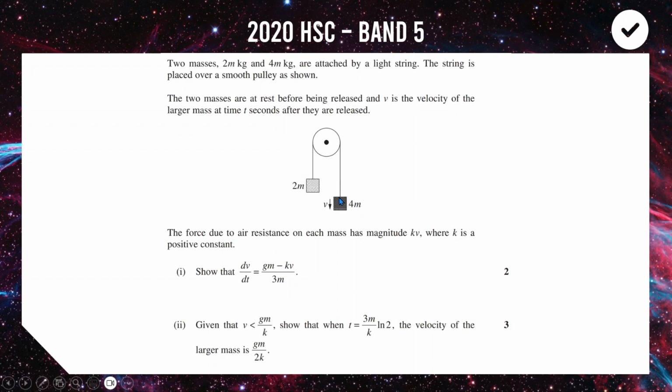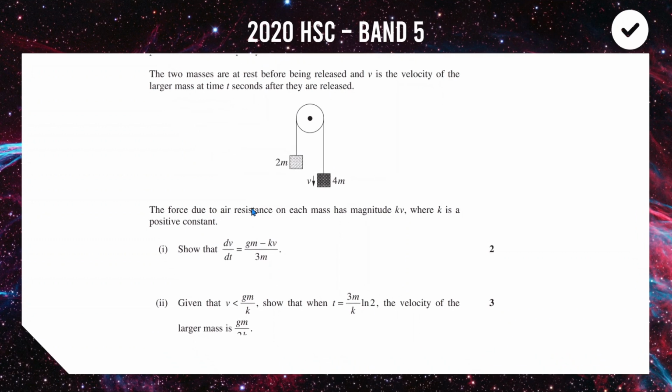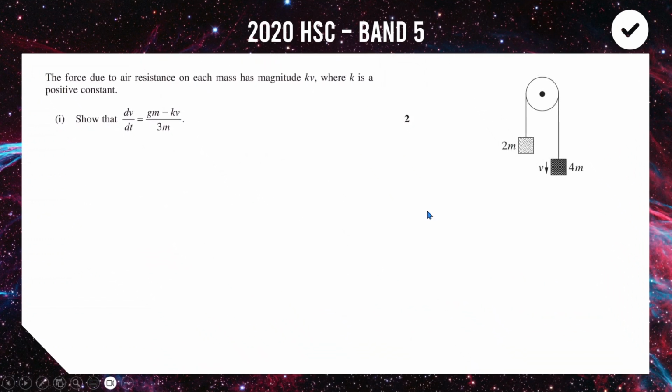V is the velocity of the larger mass at time t seconds when they are released. The force due to air resistance on each mass has magnitude kV, so there's kV acting against both masses. K is a positive constant. Show that dV on dt is equal to (g minus kV) over 3m. To construct this equation together, we're going to need a better diagram, and we're going to have to show what's happening here. So let's move this across up here.